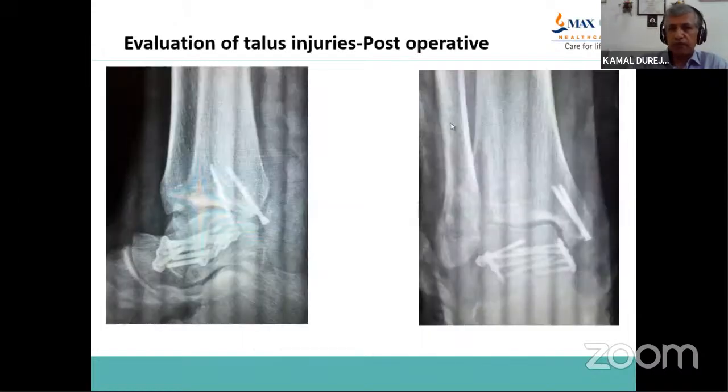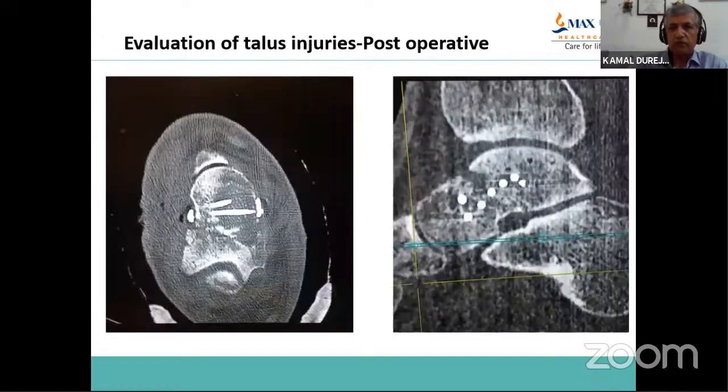So a simple postoperative examination by X-ray sometimes doesn't give you very good information on how good your reduction is, but a CT scan assessment tells you that yes, you have been able to reduce your talus quite well, and the shape is restored, the subtalar joint and ankle joint are looking good. So CT assessment postoperatively and preoperatively, both, for these kinds of comminuted talus injury becomes very important.